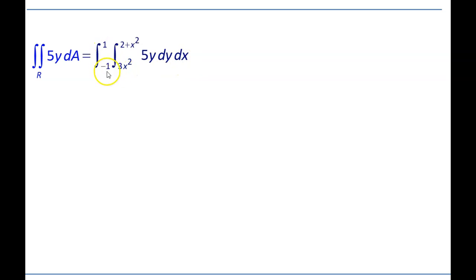-1 to 1 is our x's. 3x squared was our lower y. 2 plus x squared was our upper y. And there's our function to integrate. So this is our, in this notation, our a to b, g1 of x, g2 of x in the notation that I gave you in the last slide, and this is our f of xy. Alright, so we're doing y first, then x.